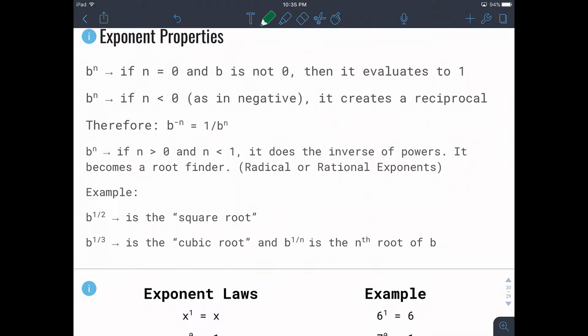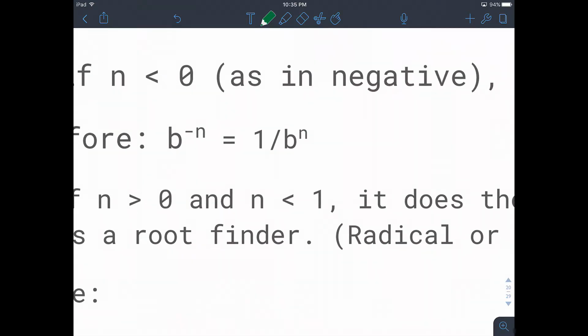Some exponent properties. If we have a power b to the exponent n, if n is equal to 0 and b is not 0, then it evaluates to 1. If n is less than 0, as in it's a negative, it will create a reciprocal. Therefore, b to the negative exponent negative n will give us 1 over b to the n, which looks like 1 over b to the exponent n.